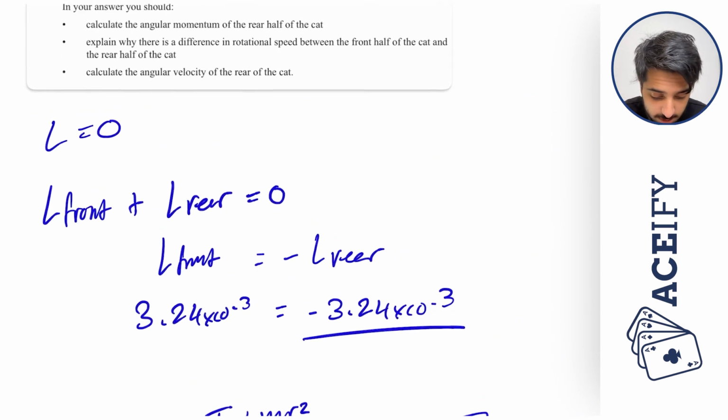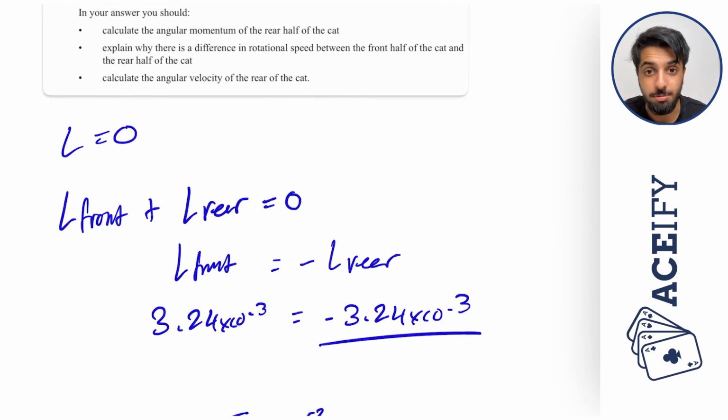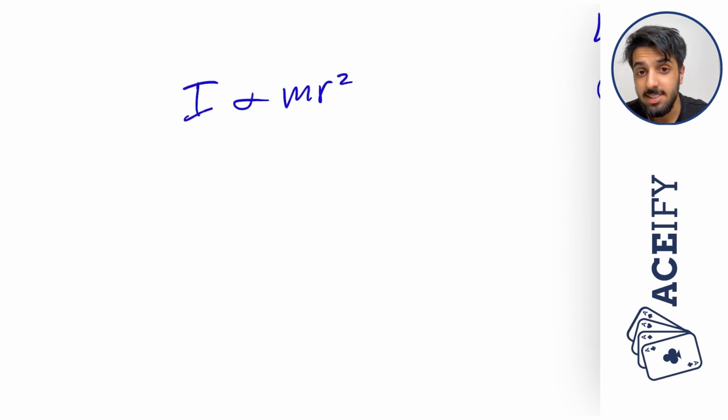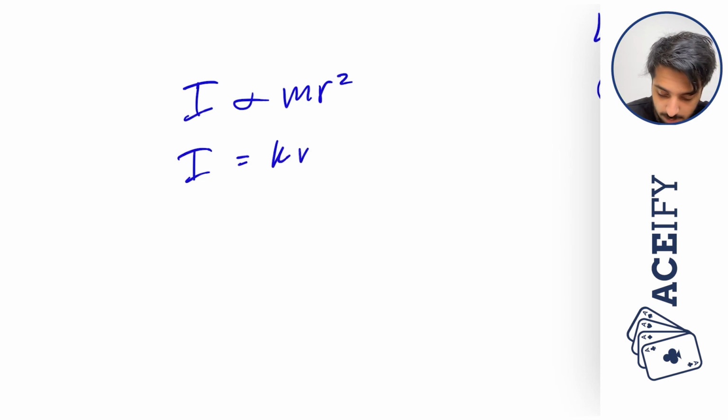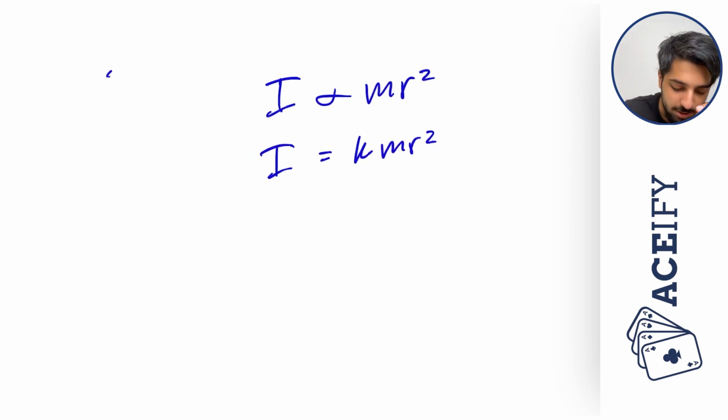Okay, so now we need to calculate the angular velocity of the rear of the cat. So we know that our I is directly proportional to mr squared, and as I said previously, it is directly proportional because in reality there is going to be a constant, k, times mr squared. This constant is usually something like 2 over 3 or like 2 over 5 or something. That's not necessarily important in this case.